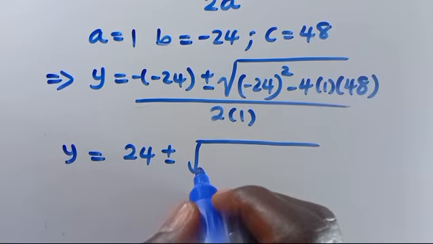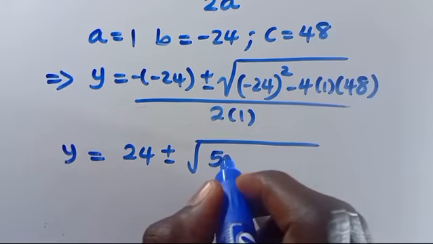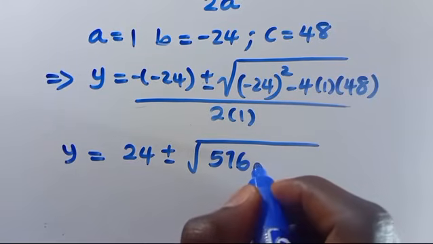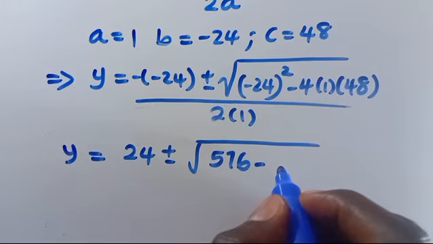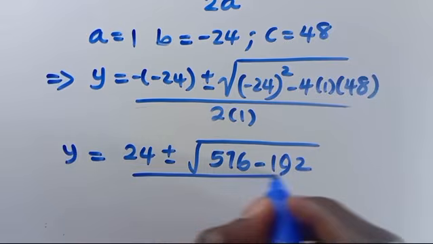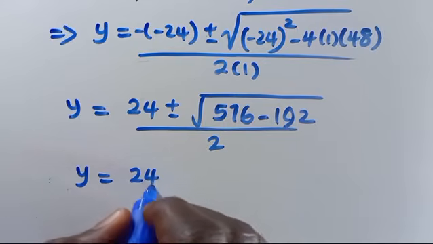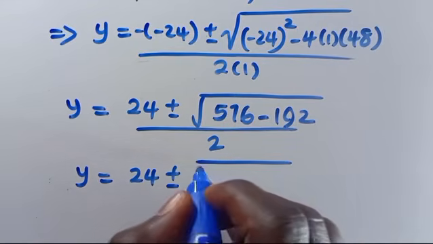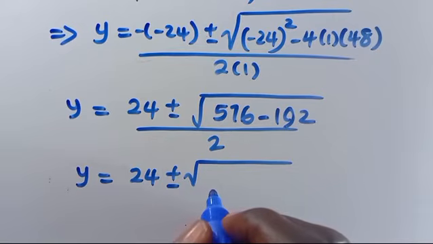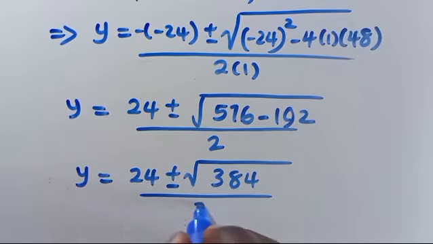when we have 24 squared, this will give us 576, minus 4 times 48, this will give us 192, over 2. We have y equals 24 positive or negative square root of 576 minus 192, which will be 384, over 2.